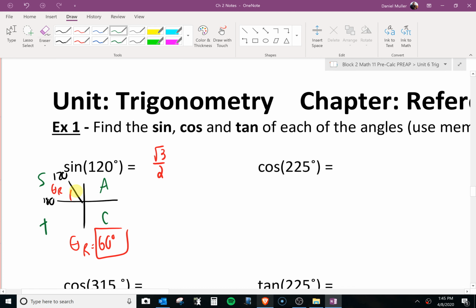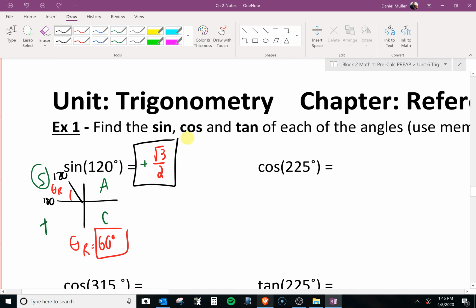Now, we are drawing 120, which is in the S quadrant. So that means sine is positive. The other 2 are negative. Sine is the only one that's positive. I have a sine, so I'm going to make mine positive.